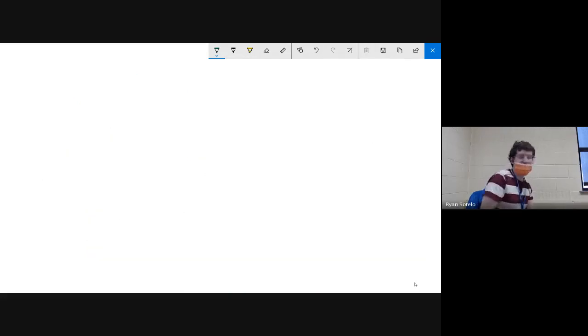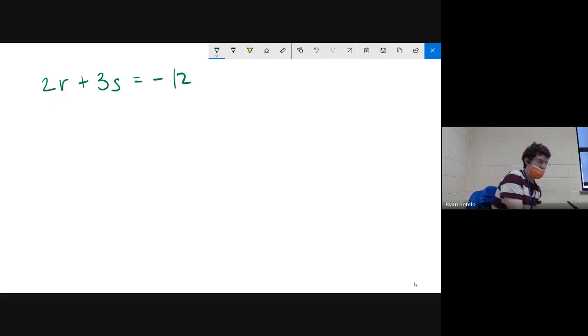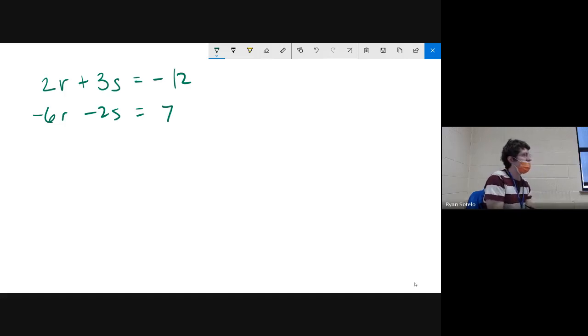And let's see if you guys can remember kind of what we just did. 2 times r plus 3 times s. This is just like x and y. They're just using r and s. Equals minus 12. And minus 6r minus 2s equals 7.